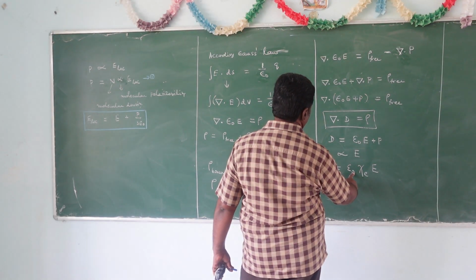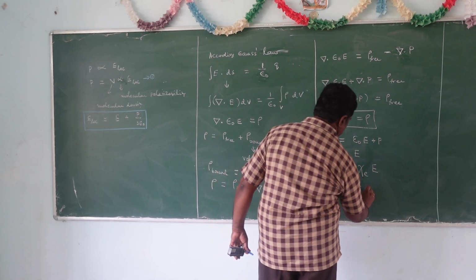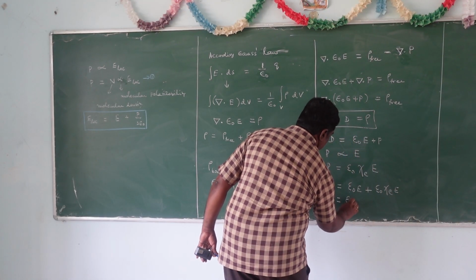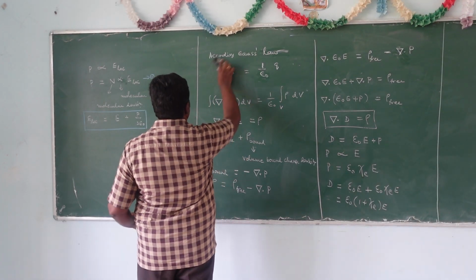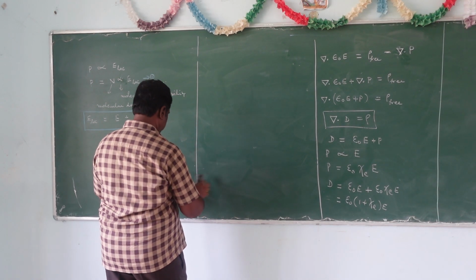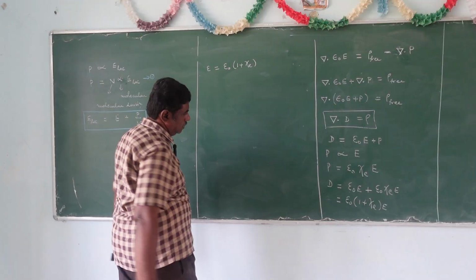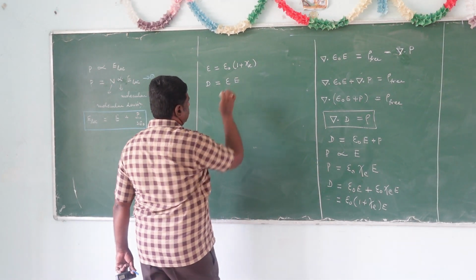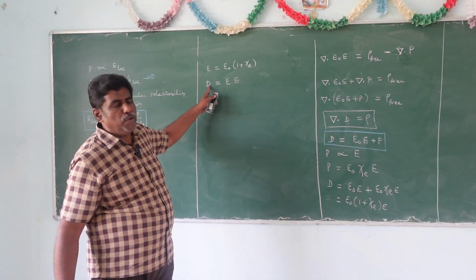Now, substitute this value of P in our D. D is equal to epsilon naught E plus epsilon naught chi E into E. This is equal to epsilon naught into (1 plus chi E) into E. Now, we coin a term epsilon, the permittivity of the medium. Epsilon is equal to epsilon naught into (1 plus chi E). Now, the displacement vector takes the form D equal to epsilon into E. This is one relation, another form of the displacement vector.